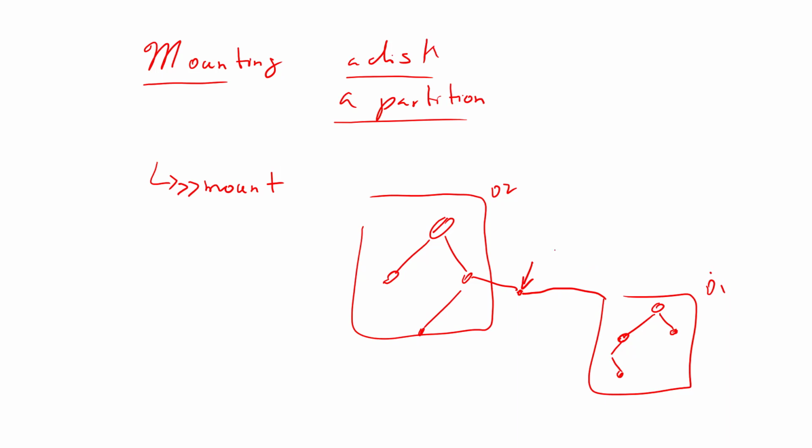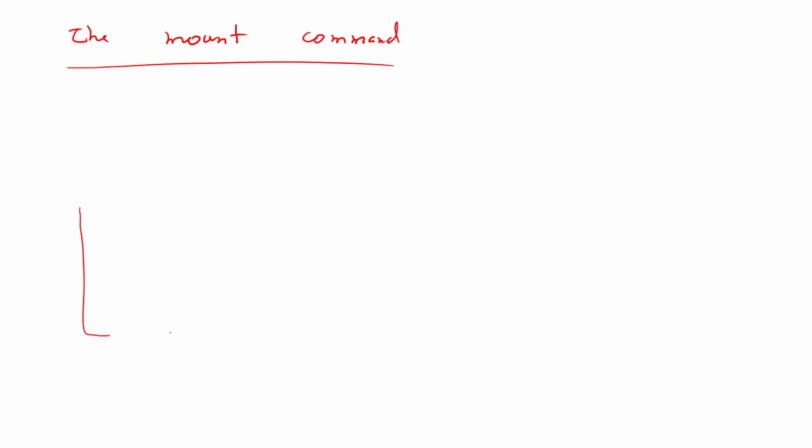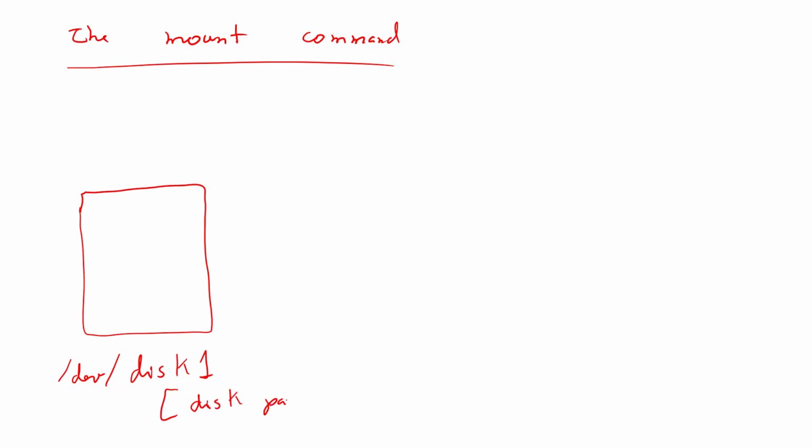As an example, the notation for using the mount command. Let's say that we have a disk, and it's in dev, disk 1. By definition, this is the disk partition to be mounted.